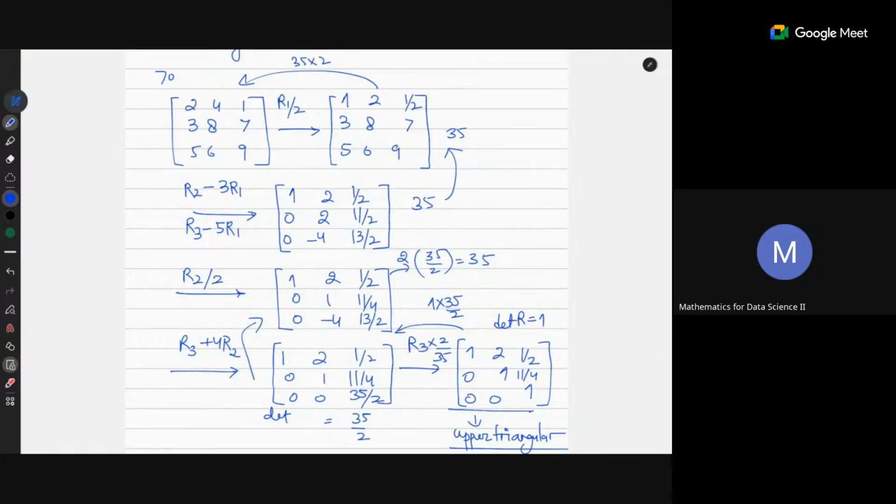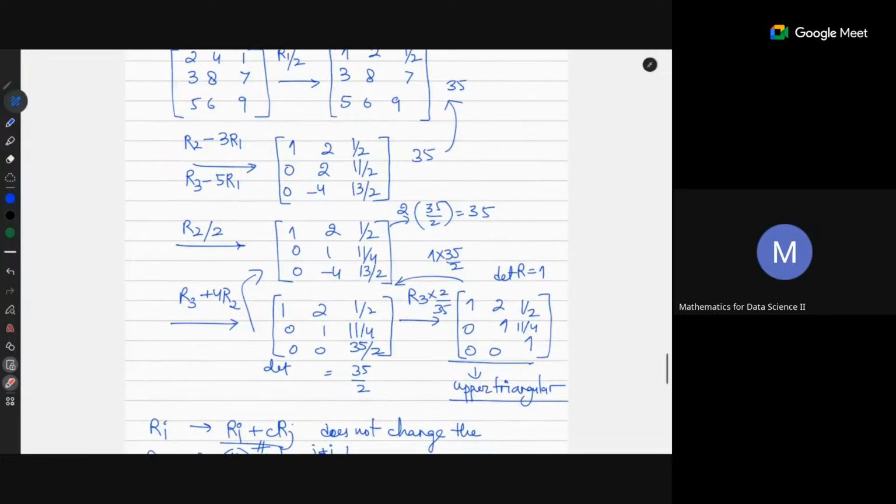For example, if you performed an operation multiplying by 2 by 35, you will multiply by 35 by 2, which is the inverse of it, and so on. Going back over this step, the determinant will not change. Going back over this step, it will change because you are multiplying by half, so it will multiply the determinant by 2, and so on. You can trace back your steps and compute the determinant.